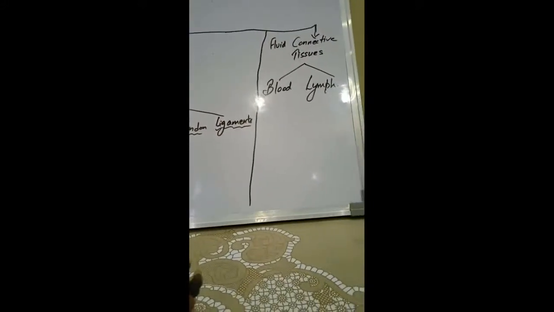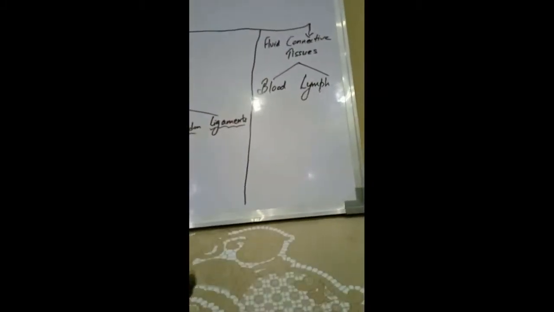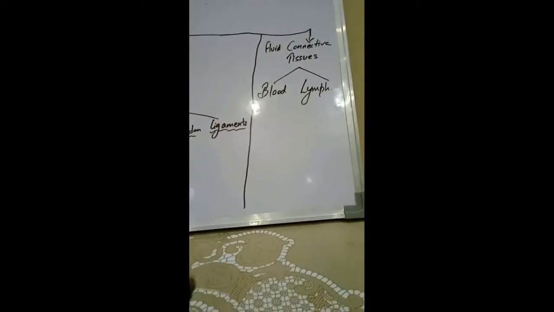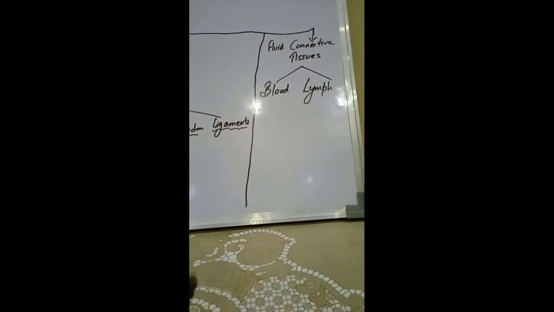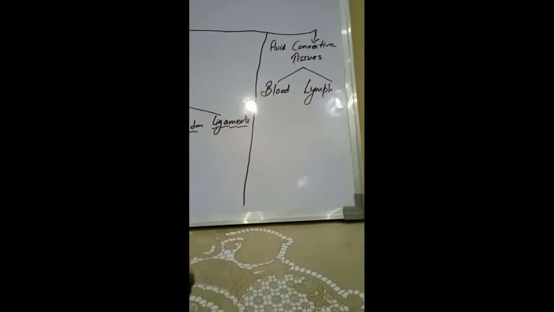The next one is your fluid connective tissue, which is in the form of fluid and helps in connecting the organs. They are of two types: blood and lymph. The two types of fluid connective tissue are blood and lymph.